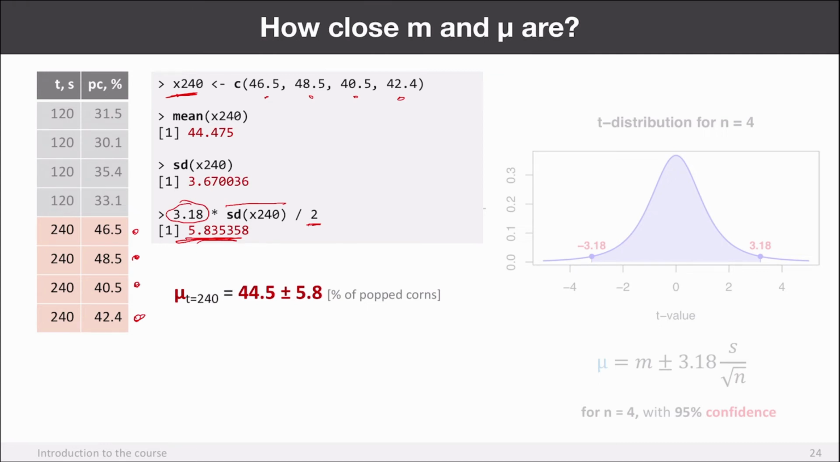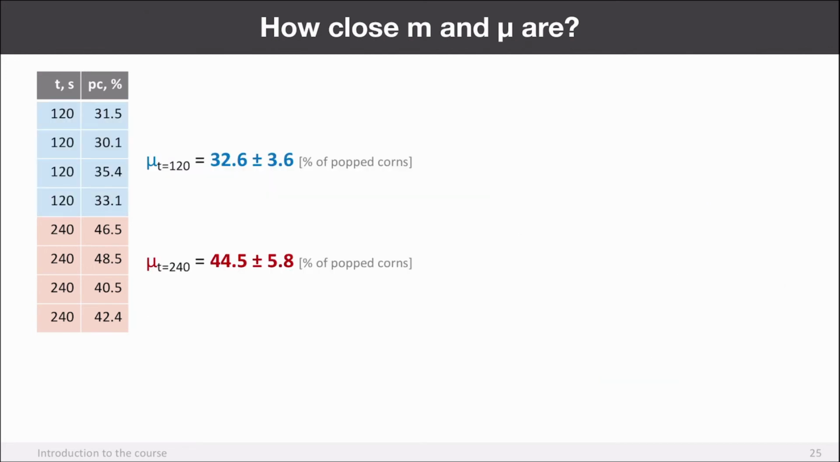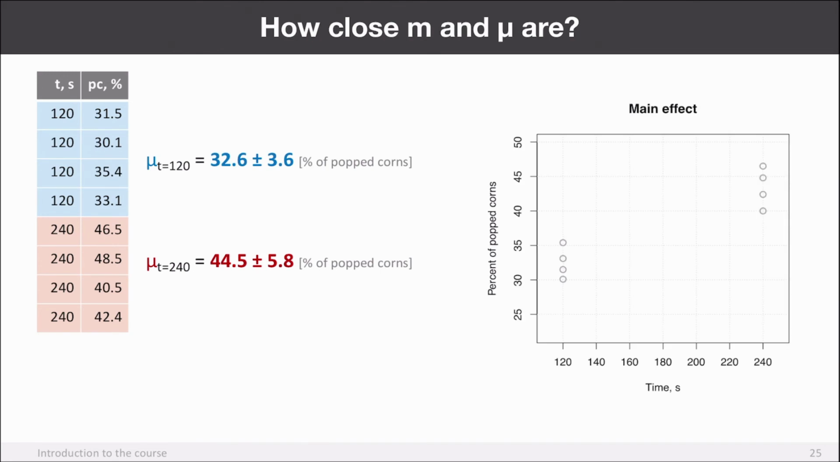So I take the average of my sample plus minus the error margin, and that gives me an estimate of mu, the average of the population. And then I say that with 95% confidence, we expect that the average percent of popped corns, if we use 240 seconds preparation time, will be around 44.5 plus minus 5.8. Okay. So these are both confidence intervals, and now I can visualize this, right?